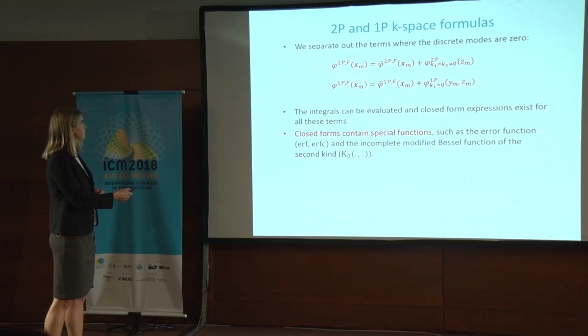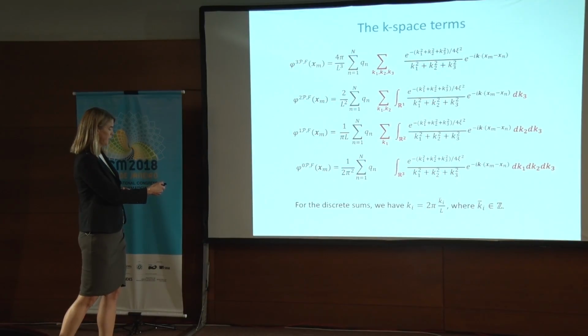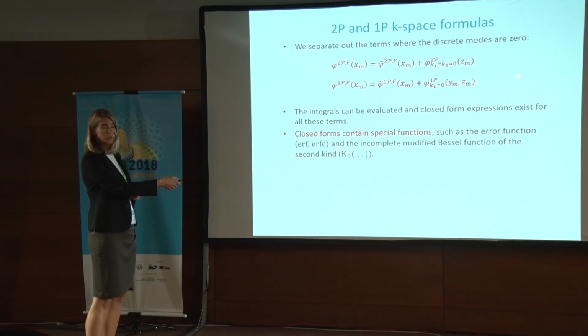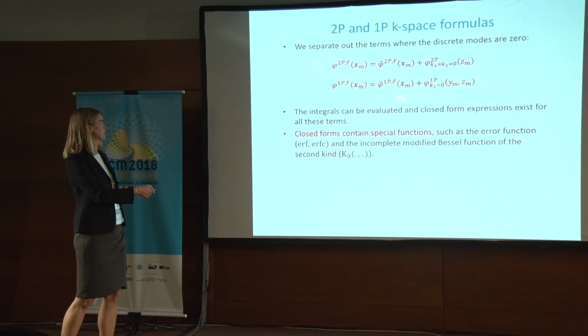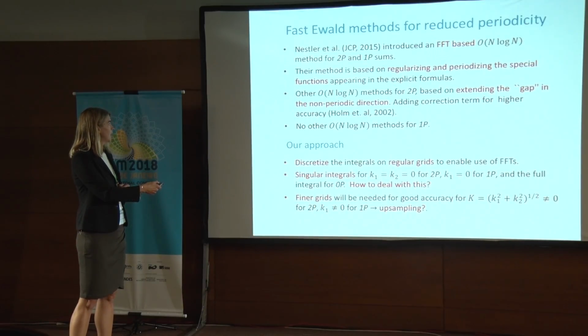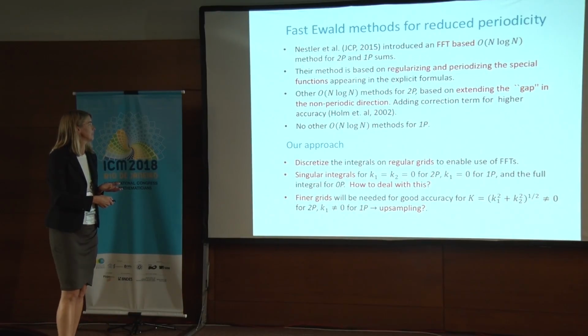But if we separate out the terms, for the 1p and 2p cases, where these are both 0, or this one is 0, we can write them like this in 2 terms. And if you do that, you do have closed forms for these. They are special functions, so you can write them out. But the question is, what do you do to do something fast with this?